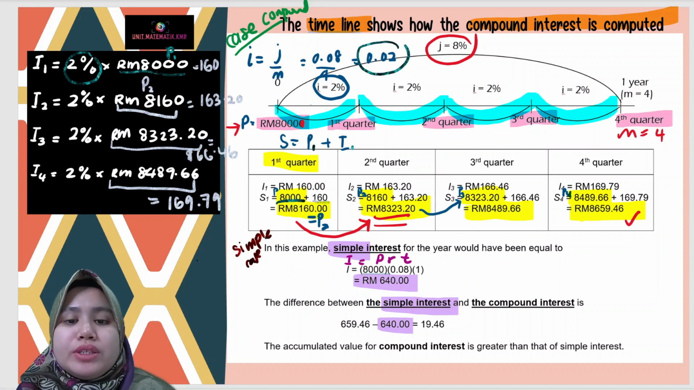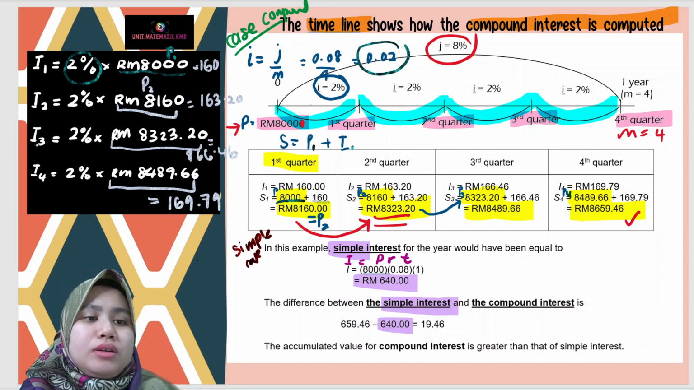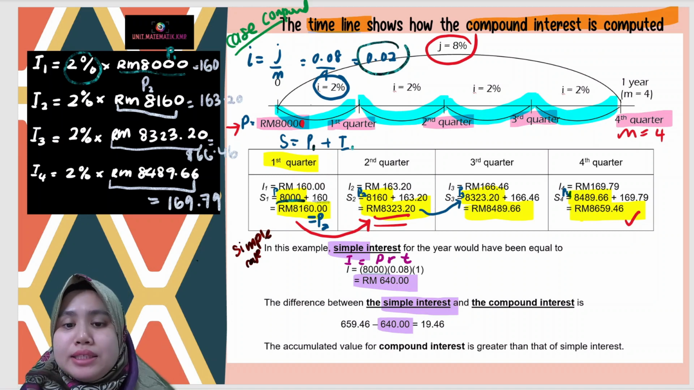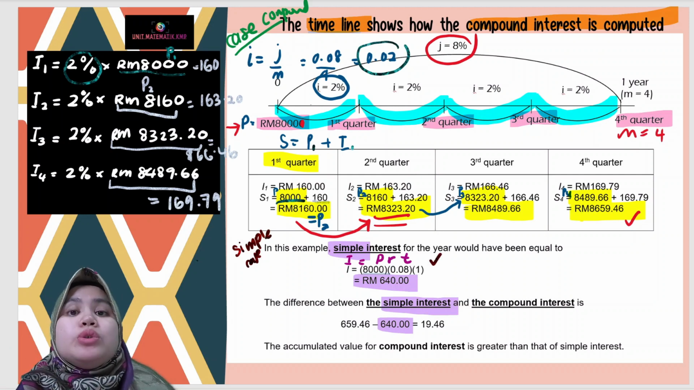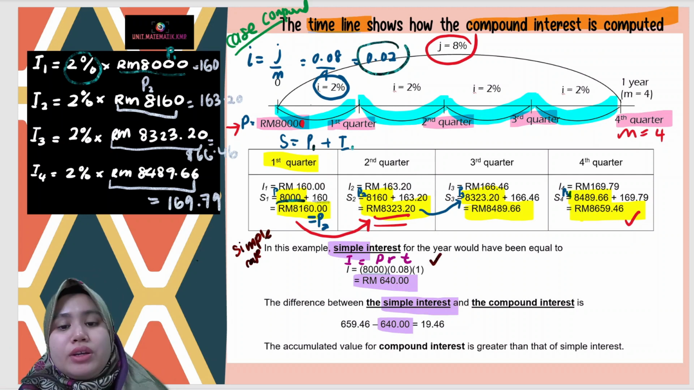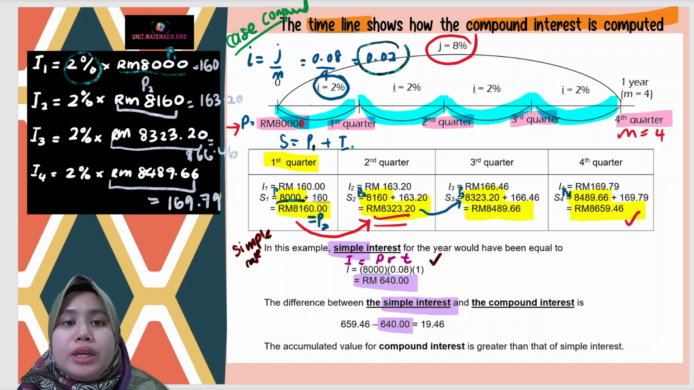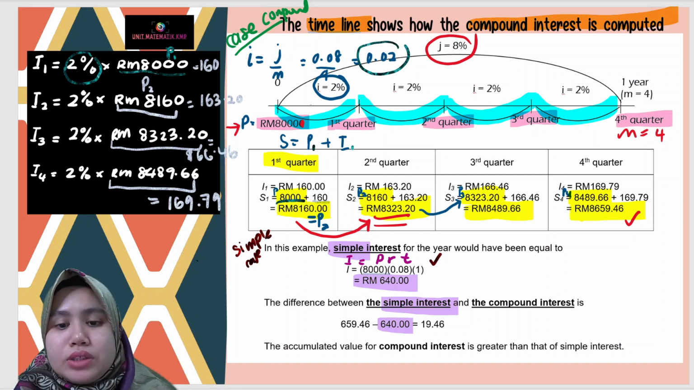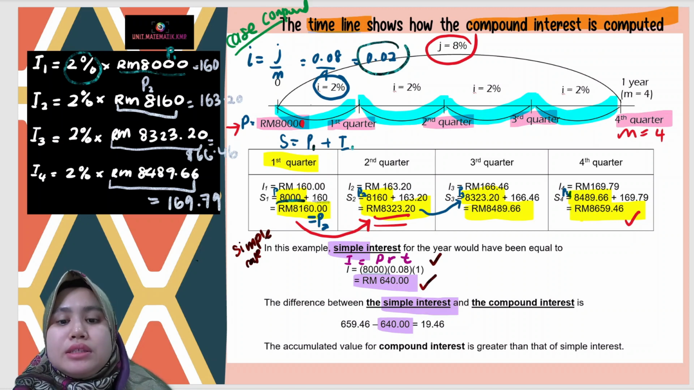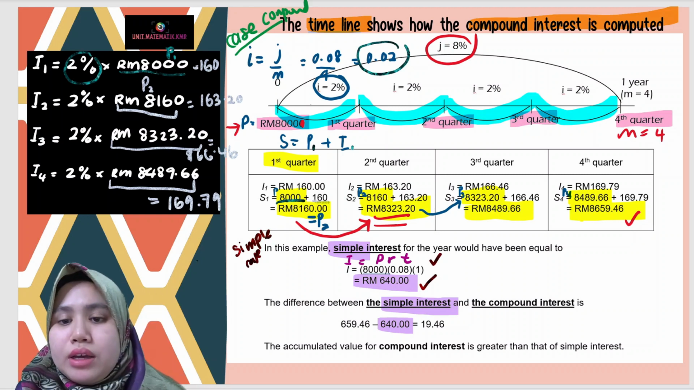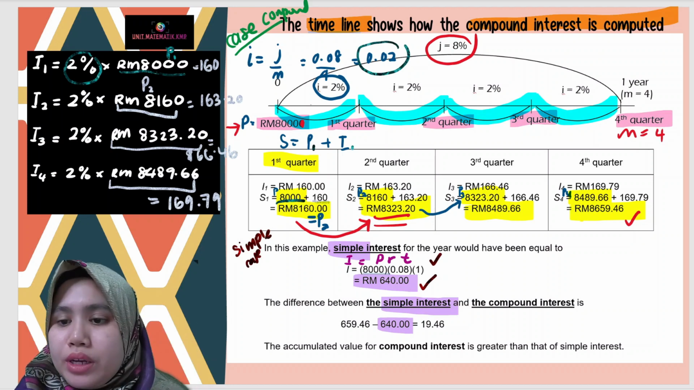For simple interest, to calculate your interest, the capital I is just the formula I equal to PRT, right? Your 8,000 multiplied with your interest rate of 0.08, and your T is 1 year, so what you get is 640 ringgit. And actually, I forgot to show you the compound case.